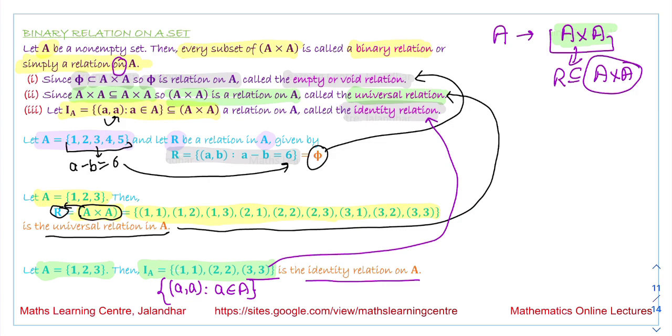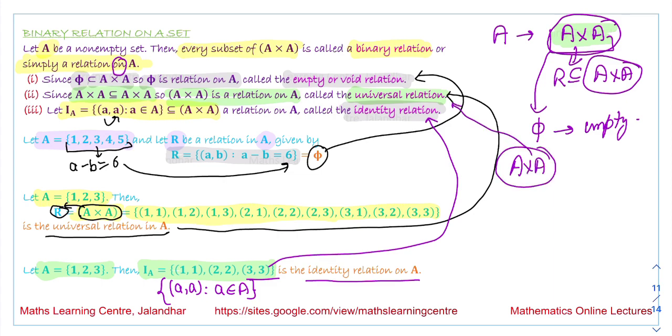So these are some particular names. Basically we are talking about the subsets of A cross A. The empty subset has the name empty relation or the void relation. When we are talking about the complete set A cross A, it has the name universal relation. Out of this we have a subset, the collection in which we have elements of the form A comma A, such that A belongs to A.